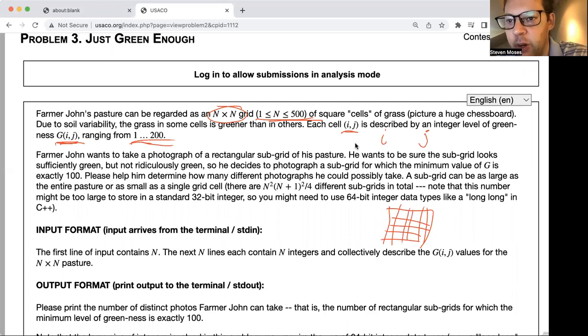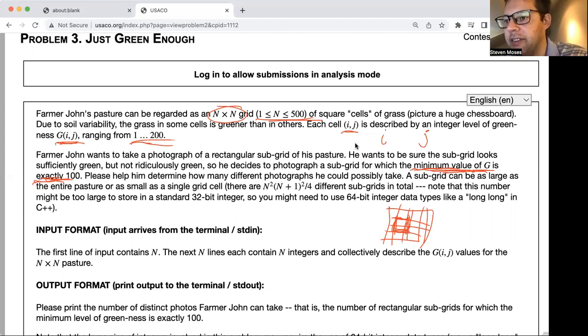Farmer John wants to take a photograph of a rectangular subgrid of his pasture. So basically he wants to take a picture of some part of the pasture that's not necessarily the entire pasture. He wants to be sure the subgrid looks sufficiently green, but not ridiculously green. So he decides to photograph a subgrid for which the minimum value of g is exactly 100. I'll read that again. He's deciding to photograph a subgrid for which the minimum value of g is exactly 100. That threw a lot of people off.